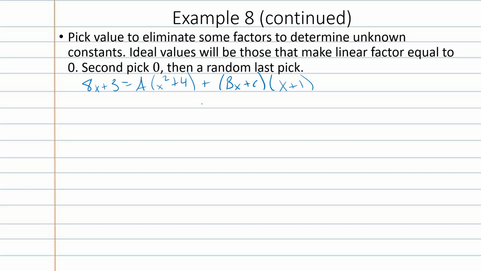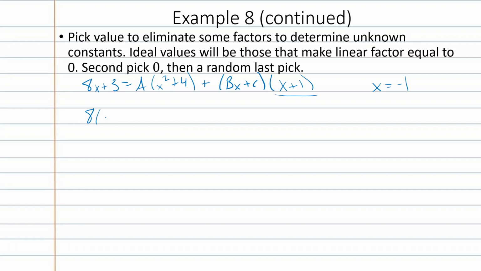Now, we've got some things that are going to allow some zeros here. If I look at it, it says pick values to eliminate some factors to determine unknown constants. Ideal values will be those that make linear factors equal to 0. Second pick 0, and then a random last pick. Okay, here's the deal. The easiest one I can choose first is x equals negative 1, because of this term here. That cancels out the bx plus c term, and we can automatically solve for a. So let's go ahead and push through that.